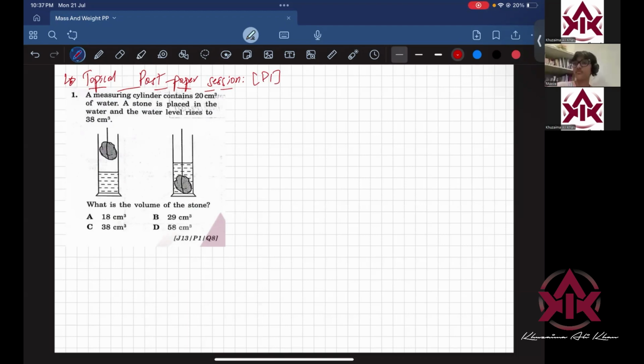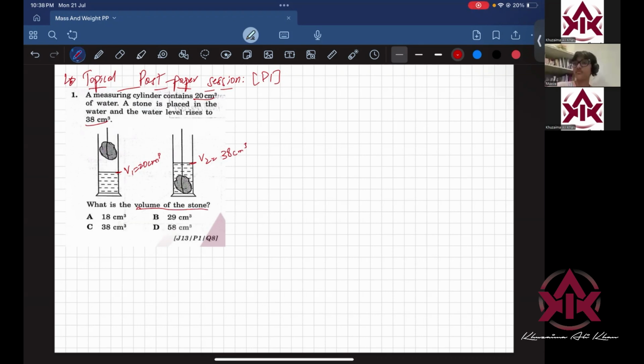So you have a measuring cylinder, which is basically used to measure the volume of a stone. Initially, without the stone immersed in the liquid, we had volume V1 that was given to you as 20 centimeter cube. And then after immersing the stone inside the liquid, the volume is V2, that is 38 centimeter cube, right? So now they are asking what is the volume of the stone?